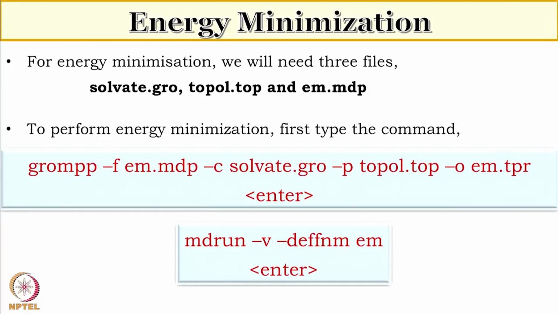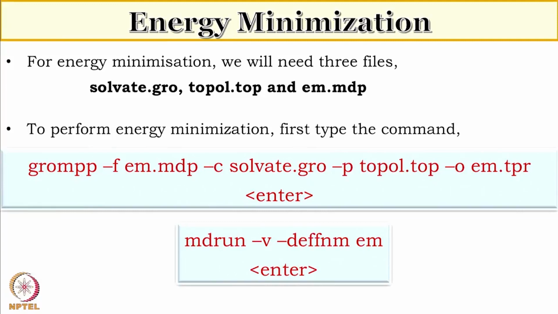To generate a TPR file, we will use the command grompp -f em.mdp, which is my energy minimization molecular dynamics parameter file. Then -c solvate.gro, which is the Gromacs structure file. Then -p topol.top, that is the topology file. And then -o em.tpr, that is my output file.